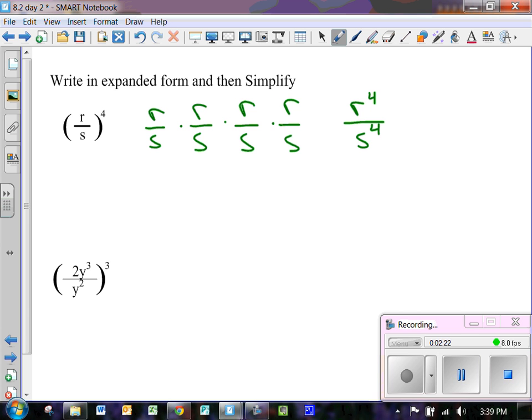So there is a shortcut to this. Thinking about what that shortcut might be, when you have the whole thing, the exponent gets distributed to both of them. So r to the fourth, s to the fourth.